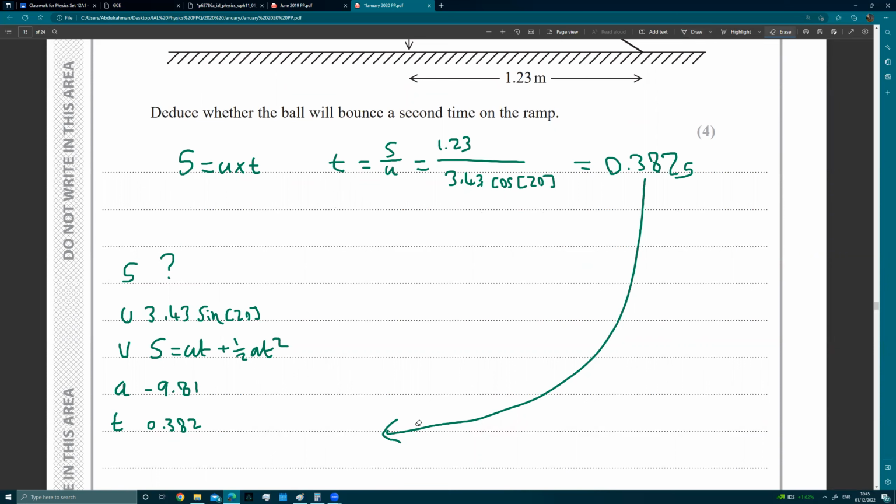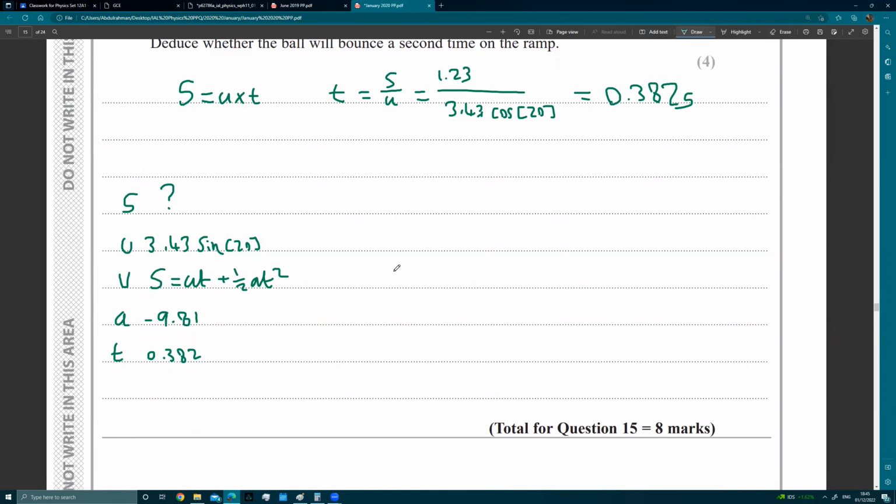Let's plug in the values. So S is equal to 3.43 sine 20 multiplied by 0.382, minus 9.81 over 2. Remember, we use a as minus 9.81 because it's down. T squared, which is 0.382 squared. Someone slap this neatly into a calculator. And let's see, what do we get?